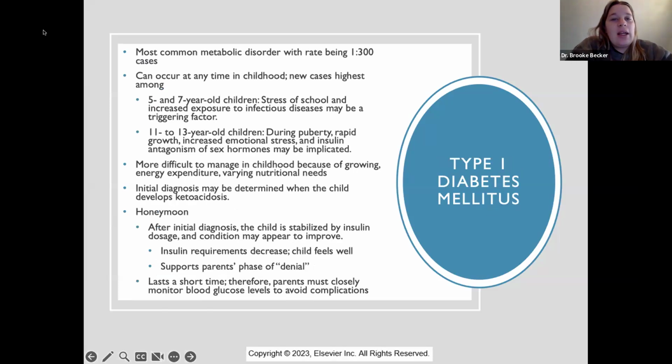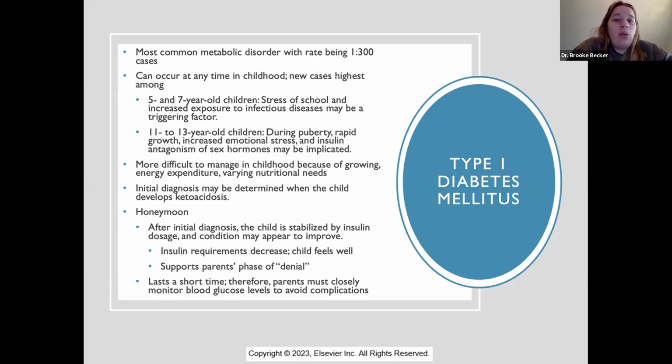So type 1 diabetes is one of the most common metabolic disorders in kids. It's about 1 in 300 cases now. After COVID, interestingly enough, there's been a lot more type 1 diabetes diagnosed. It almost increased after COVID by 136%. That was the last study that I saw. So it's significantly increased as an autoimmune condition after COVID.